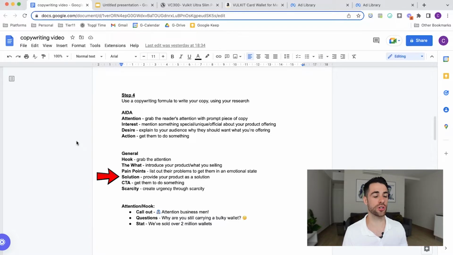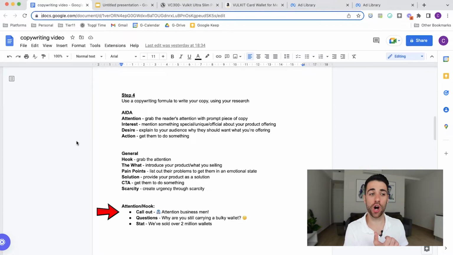And then you're going to go into a call to action, as always, like I said, and this one has the additional step of scarcity. So by adding scarcity, you create urgency to buy, basically. And then one thing to note with the attention/hook stage, you can have 3 different types that I mainly use.